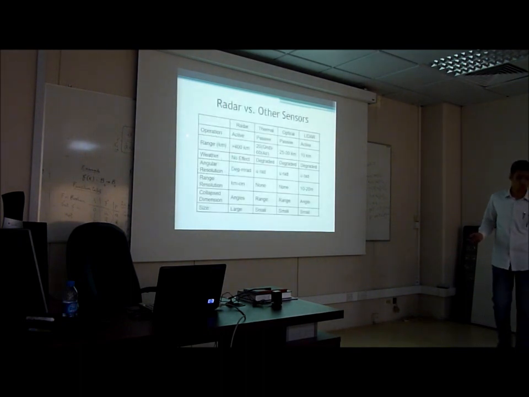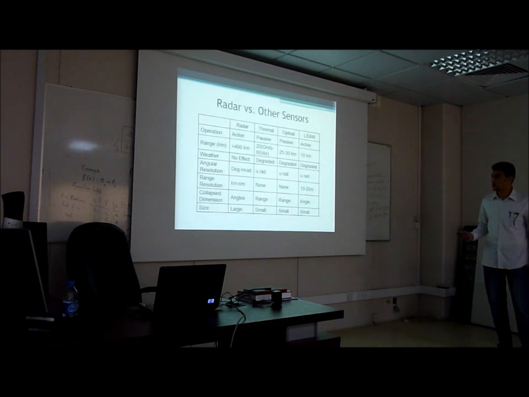This table here shows the difference between radar and the other sensors. The other sensors that we're going to discuss are thermal sensors, optical sensors, and LiDAR, which is laser radar. In the operation, the LiDAR and the radar are active, and the others are passive. They don't transmit energy while detecting targets. But in the case of radar and LiDAR, we transmit energy and then receive it to know the targets.